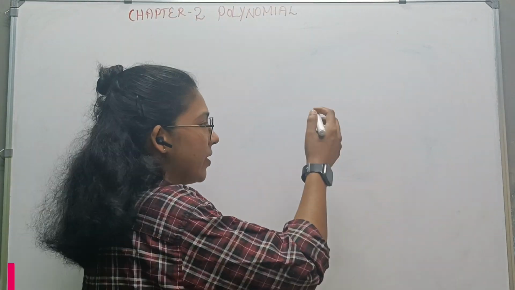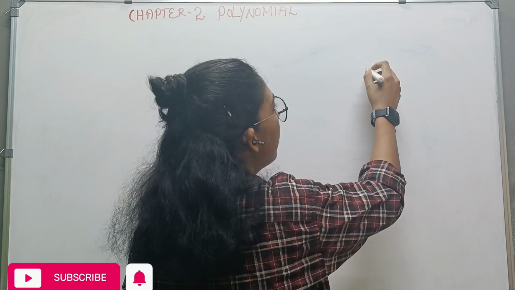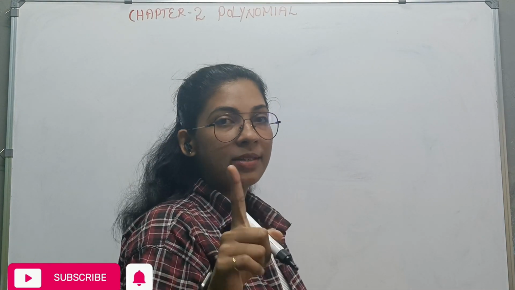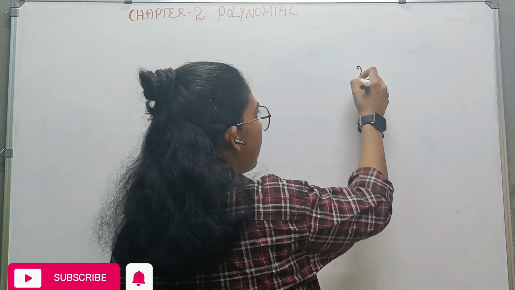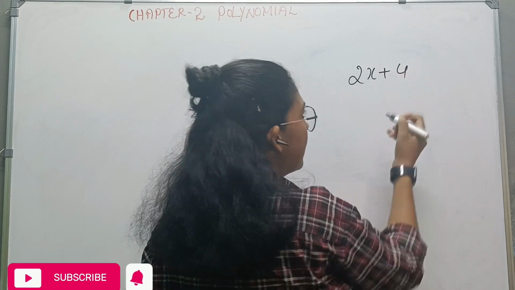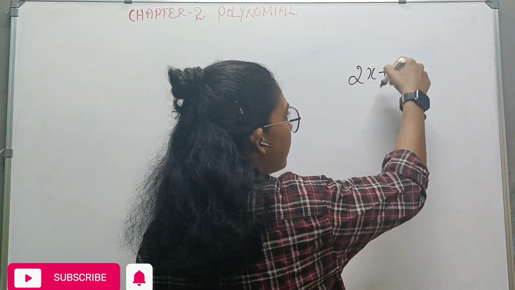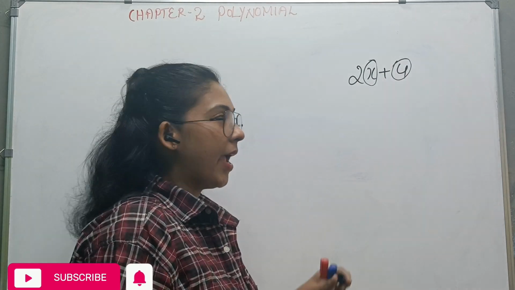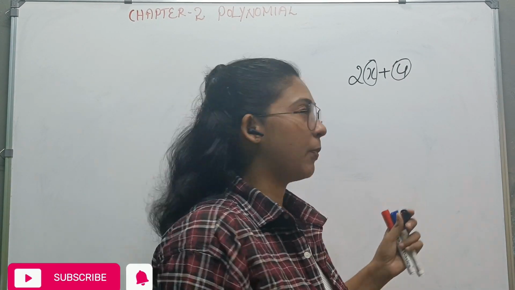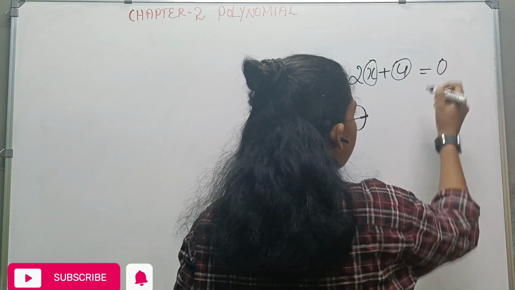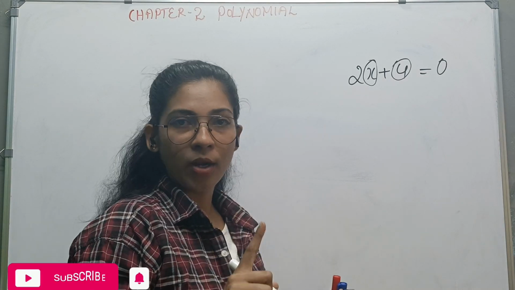Now, what is an algebraic expression? An algebraic expression is an expression which has both a variable term and a constant term. For example, 2x + 4 is an algebraic expression, because it has a constant term and a variable term. If we equate this with 0, then it should be a polynomial.